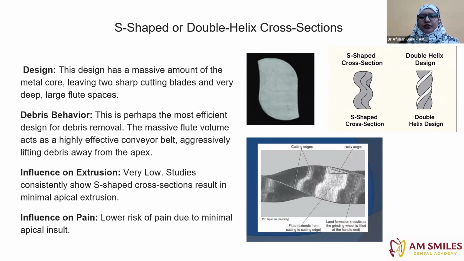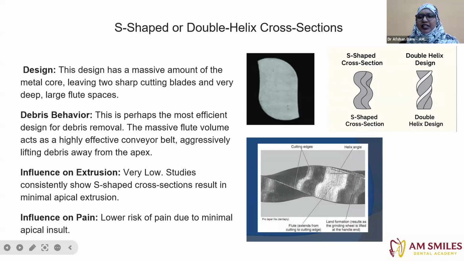Now the cross section will be the same, but based on the distance between the flutes, it changes whether it is S shape or double helix. So S shape is going to have more distance between your flutes, and your double helix will have less distance, so that it will look like a double helix shape rather than an S shape.